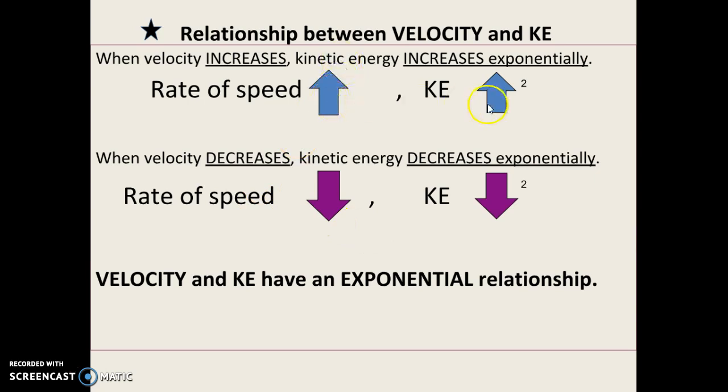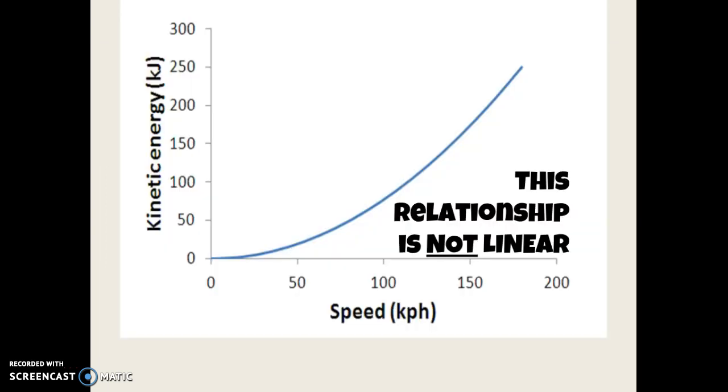So if you increase speed, you're going to increase kinetic energy squared, because remember our formula was mass times velocity squared. So you're actually going to exponentially increase your kinetic energy if you increase the speed. And same thing if you decrease it. You're going to decrease it exponentially, so you're going to reduce it a lot faster than you would if you're reducing the mass.